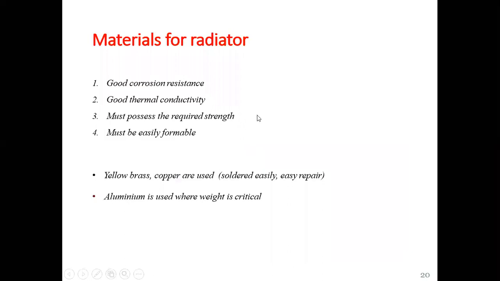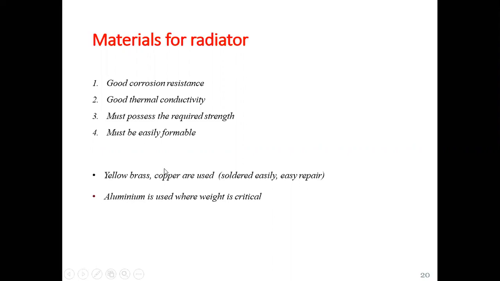Now the materials for the radiator. Some of the properties of the materials of the radiator are: it should have good corrosion resistance, so some alloying elements need to be added along with the metal so that the corrosion resistance may increase. It should have good thermal conductivity, which, as we already said earlier, is the ability to conduct heat. It must possess the required strength, and it should be easily formable.